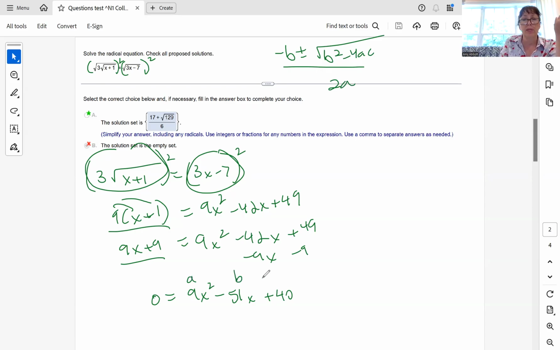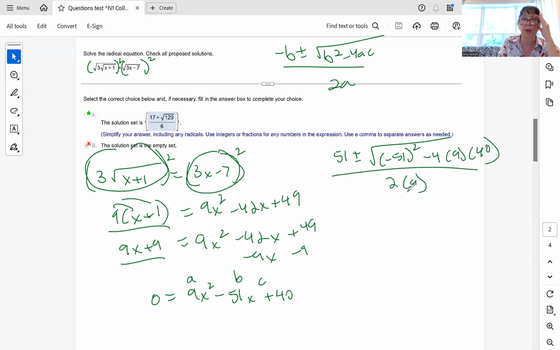So we've got a, b, c. So negative b makes that positive 51 because it was negative 51, plus or minus b squared, negative 51 squared. Put the 2 outside the parentheses. Don't put it inside because you got to square the whole quantity, negative 51. Minus 4 times a times c over 2 times a. So it gives you 51 plus or minus.